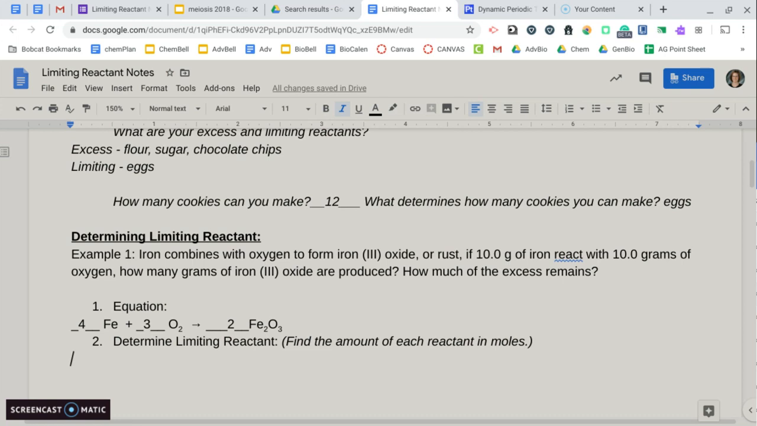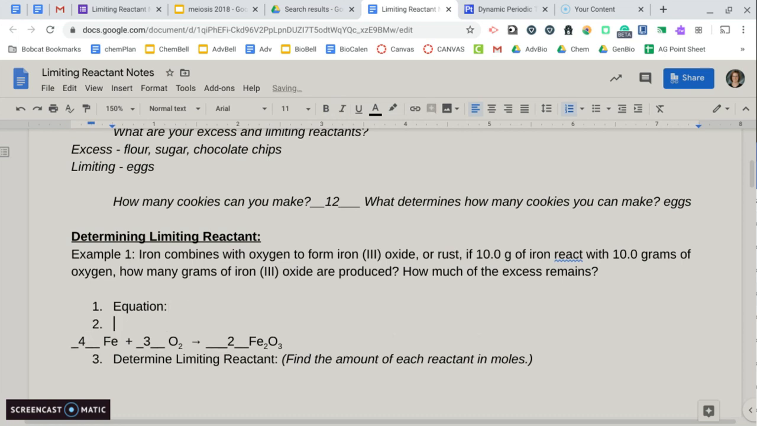So the first thing we have to figure out is which one is the limiting reactant. Something else I like to do with my equation is write how much I have of things on top of the equation. So they're telling me up here in the problem that I have 10 grams of iron. So I'll write that up above the iron, and I also have 10 grams of oxygen.